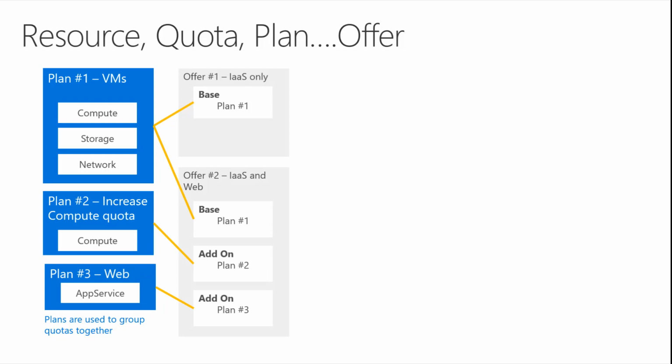So let's put it all together. So finally, offers are what the users sign up for. Offers consist of at least a base plan and optionally one or more add-on plans, as you see in offer number 2. You can see at the left how you can have offers for IaaS only or form an IaaS and web offer by combining multiple plans. You can see how offers are consumed by single users or groups of users in the next slide.